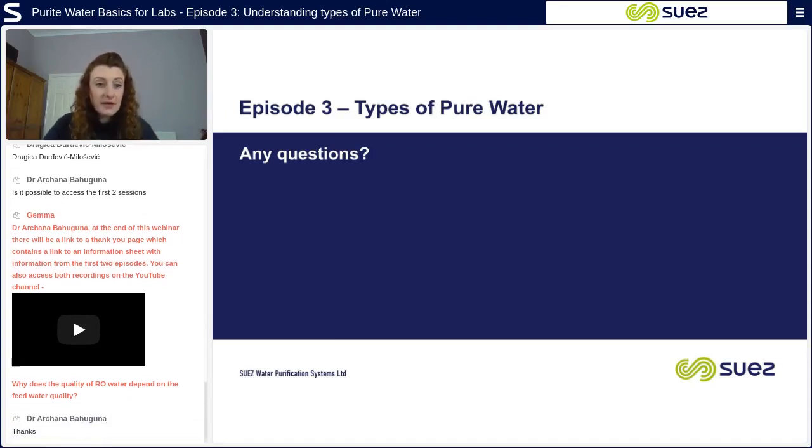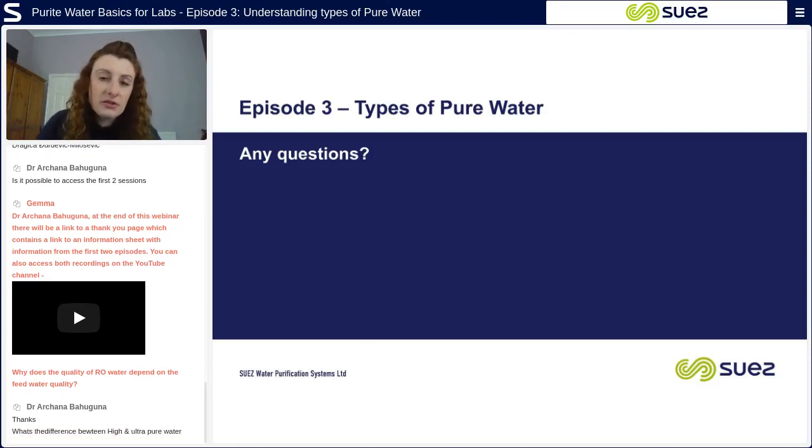Okay, so there's a question here. Why does the quality of RO water depend on the feed water quality? Okay, so reverse osmosis rejects impurities. So it rejects 99% of bacteria, 98% of minerals. So if your starting water, your feed water is high in bacteria or high in minerals, for example, then reverse osmosis technology rejects 99% of the bacteria and 98% of the minerals.